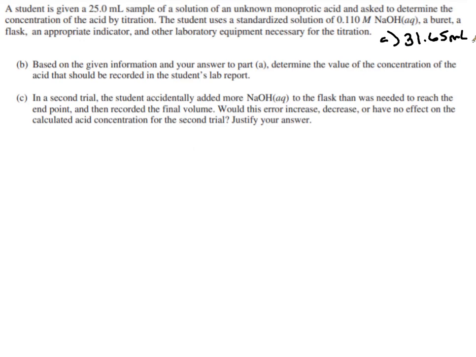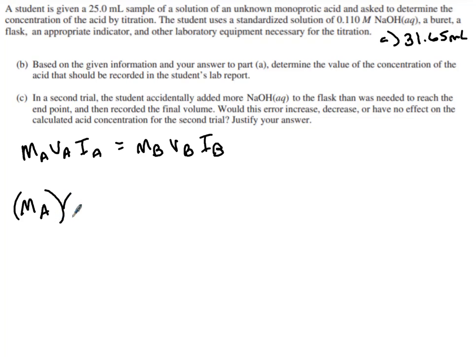So then B says, based on that answer, determine the concentration of acid that was recorded in the student's lab report. Well, the student reached the equivalence point, and so we can use the equation MAVAIA. Our molarity of the acid is what we don't know. The volume was 25 milliliters. And it says that it's a monoprotic acid, so we know I is 1.